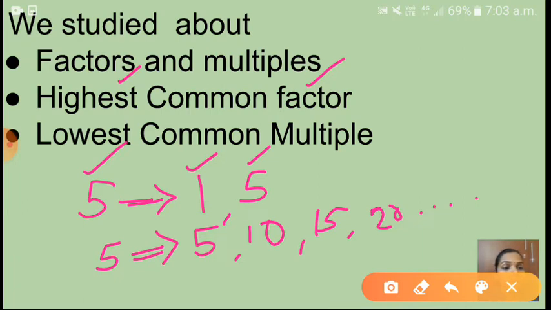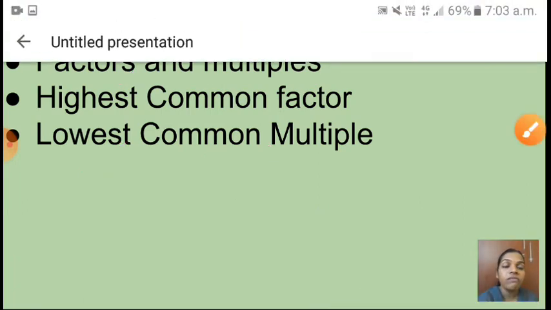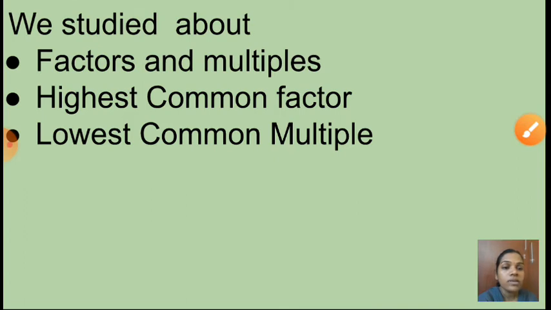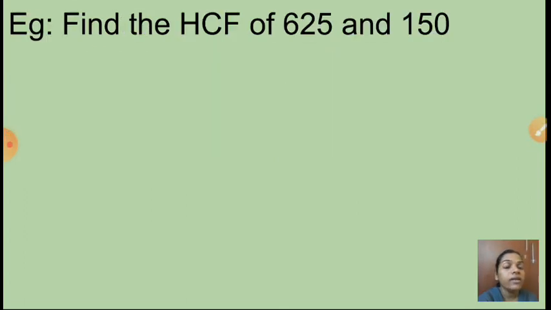So one method I thought, that is what? Prime factorization method. So once again I will recall here. Okay children, see here, find the HCF of 625 and 150. So HCF of these two numbers we have to find. So here two methods we can use.